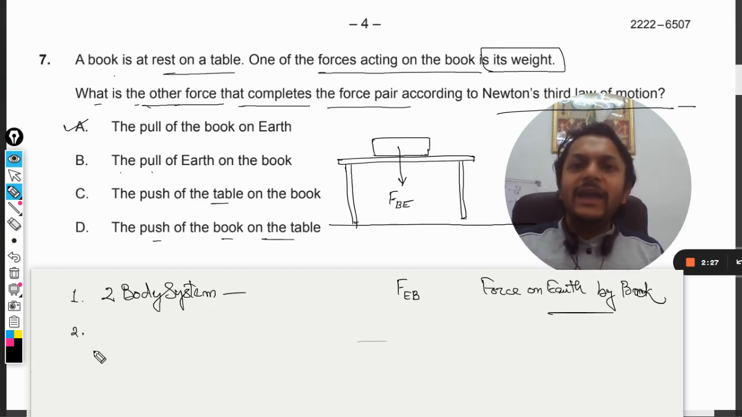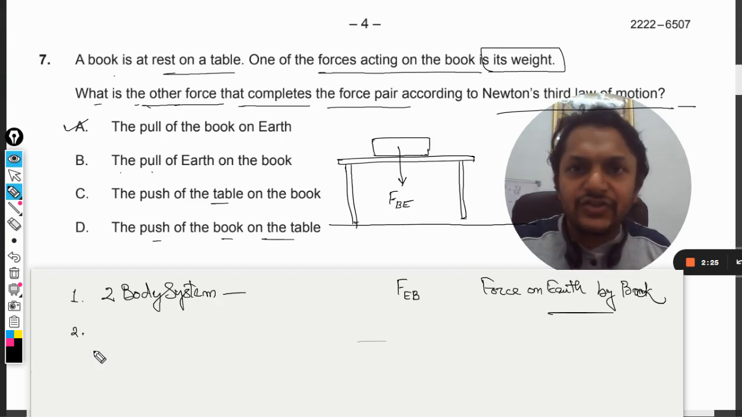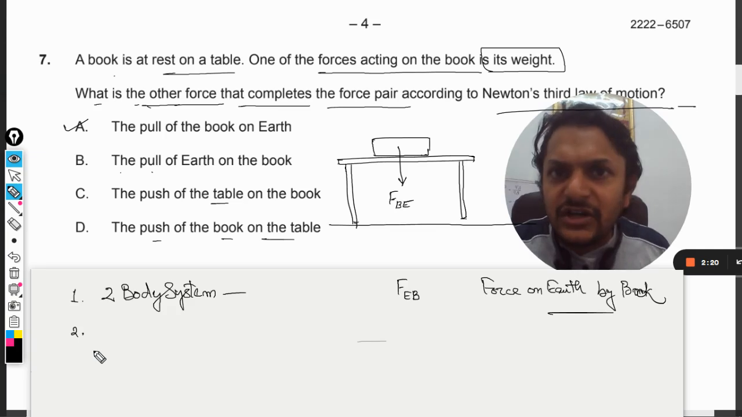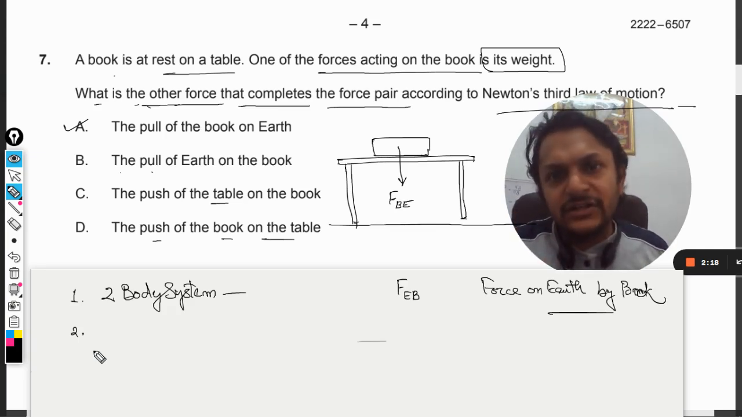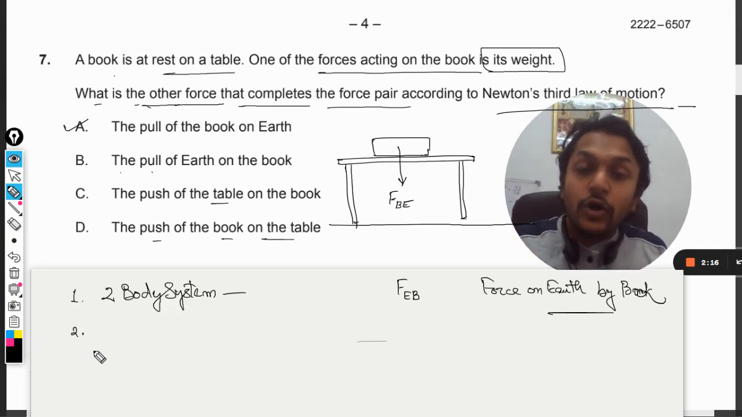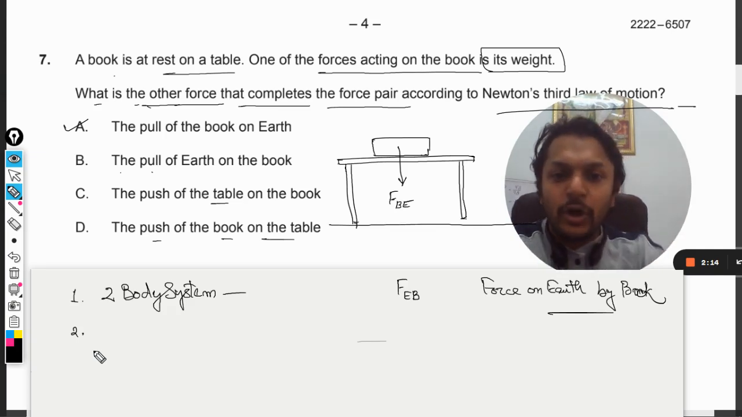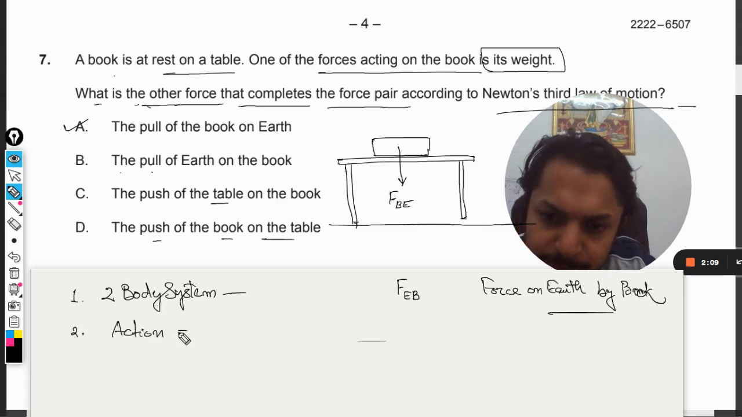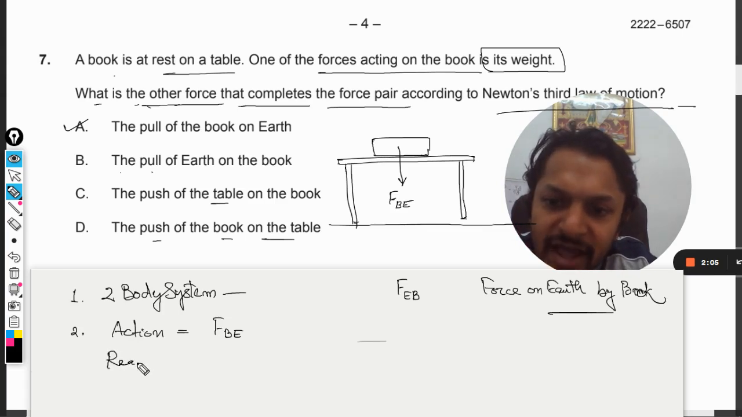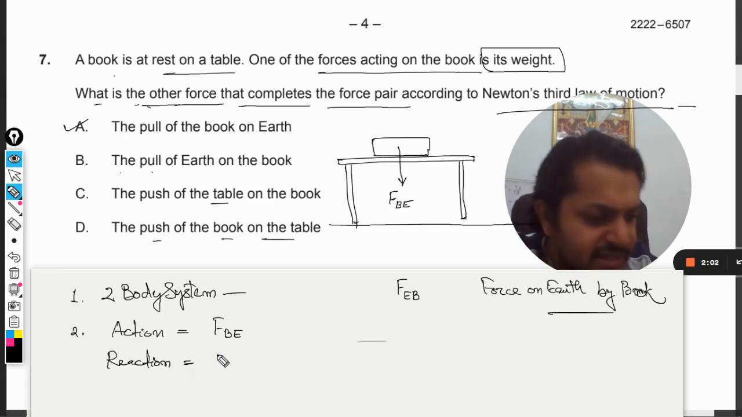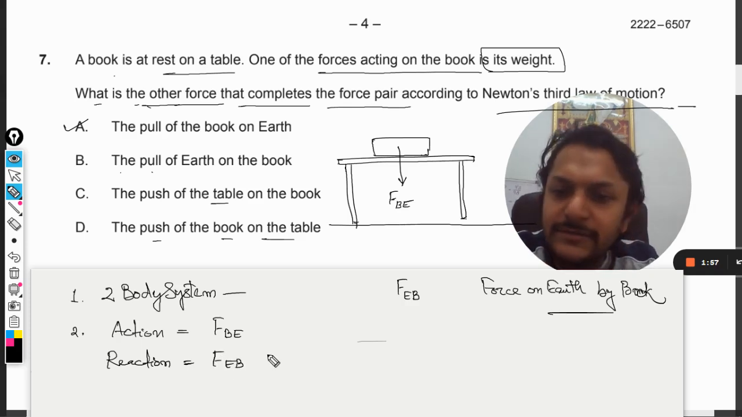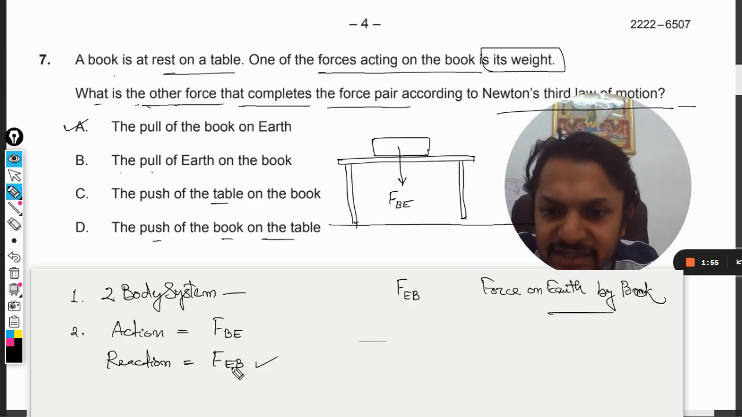Number two, why these two forces, that is action and reaction? Because they are equal and opposite. Why do they not cancel each other? They cannot cancel each other because these two forces are always acting on two different bodies. In this case, the action force is force on the book by the earth. And what is the reaction? The reaction is the reverse of this. So it is the force on earth by the book. So you see, this is the reaction.